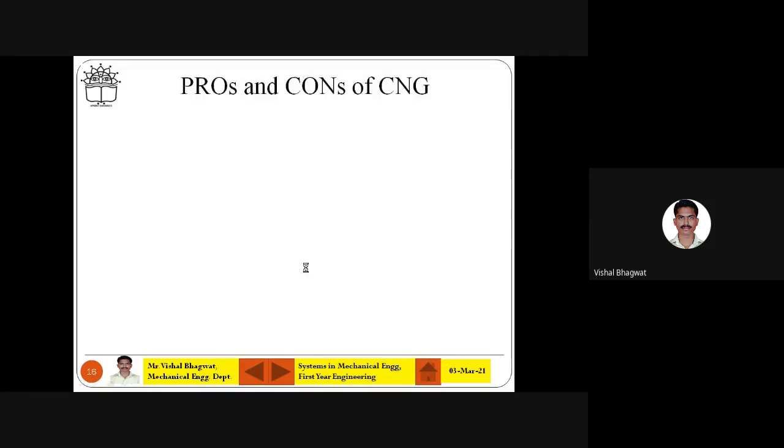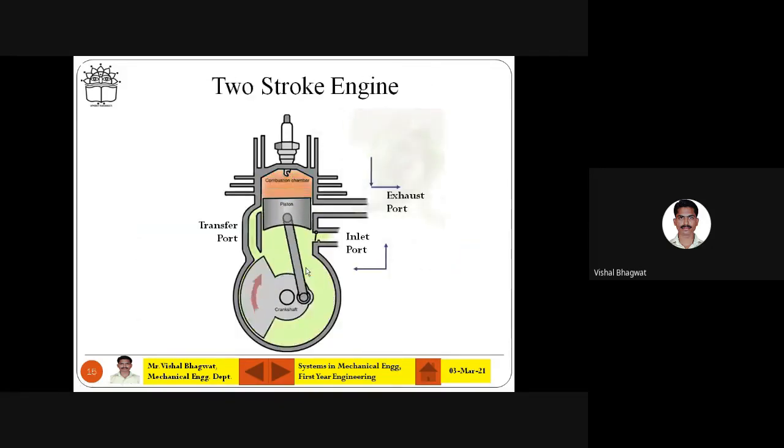Before going for that, if you have any doubt, I would like to again repeat the two-stroke engine, or else we'll move ahead. Yesterday we covered the two-stroke engine, where you have an inlet port, exhaust port, and transfer port. When the piston is going up, the inlet port is open and fuel is coming in. At the same time, the fuel mixture is getting compressed in the combustion chamber. So this is the first stroke.